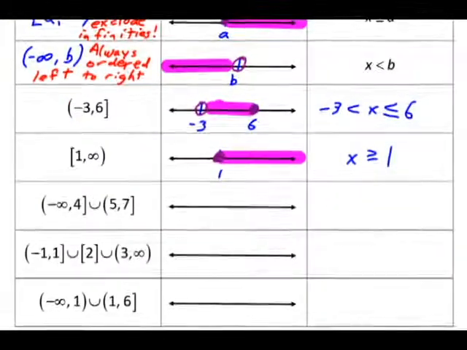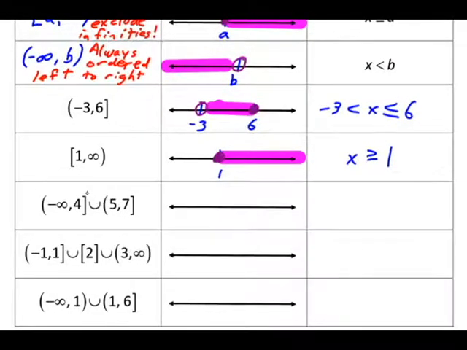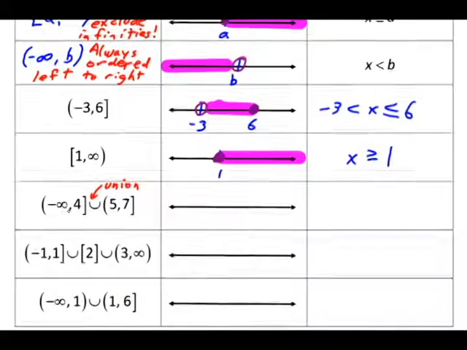Our last three examples make use of the union operator. This is an operation between sets. Remember that interval notation is a form of set notation. So union means we have two different regions on the number line. So in the first example, not only do we have the interval from negative infinity to 4, we also have the interval from 5 to 7. Recall that the algebraic equivalent is simply using the word or.